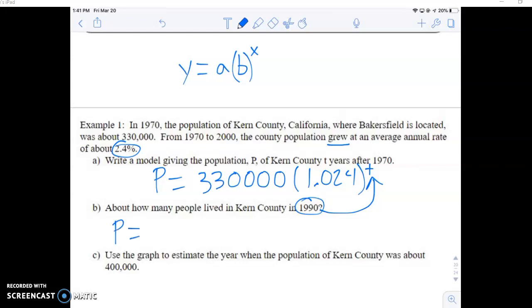So I'm just going to rewrite this equation, but instead of writing t, I'm going to write that 20. And then you just need to type that in your calculator. And we do order of operations.